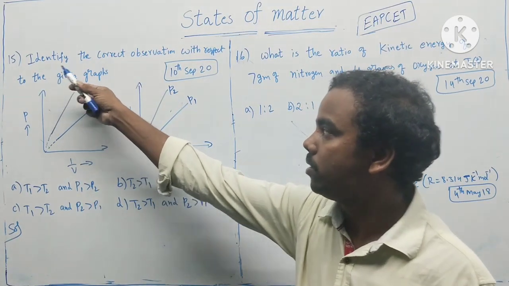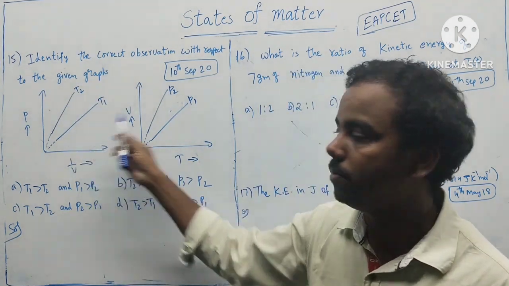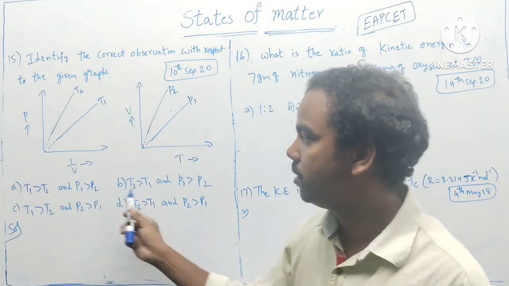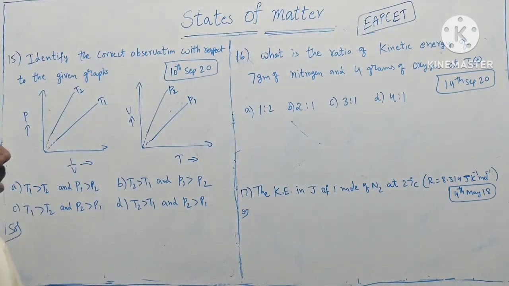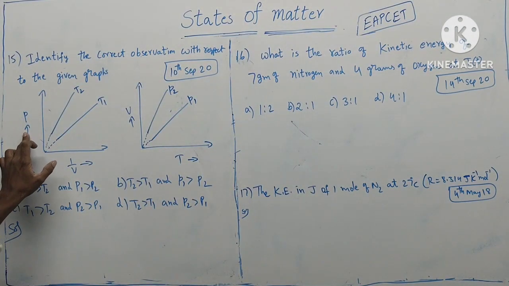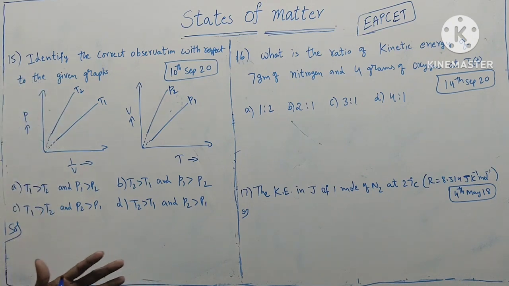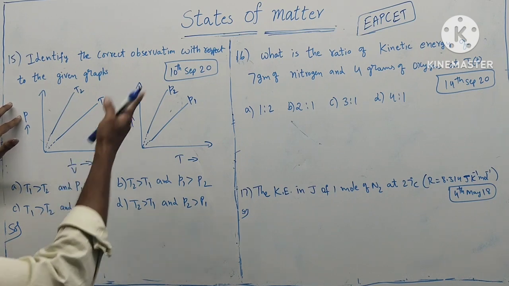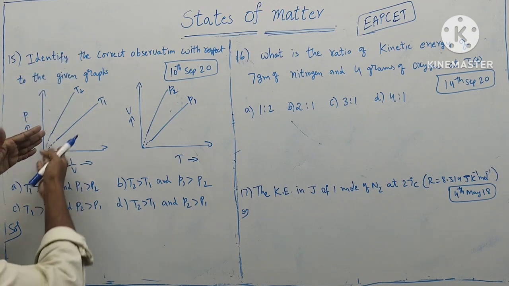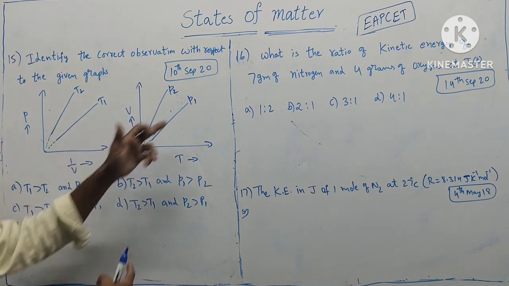Okay, if you observe the next question, identify the correct observation with respect to the given graphs. Here 2 graphs are given, with 4 options. We know that pressure is inversely proportional to volume, so P is proportional to 1 by V. When you plot P against 1 by V, as 1 by V increases, P increases, so directly proportional. V is directly proportional to temperature at constant pressure.